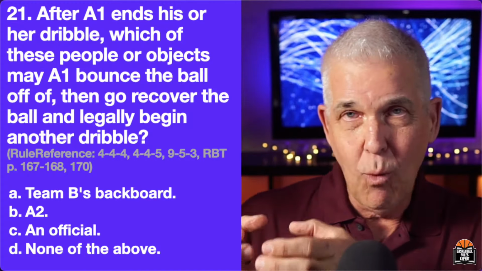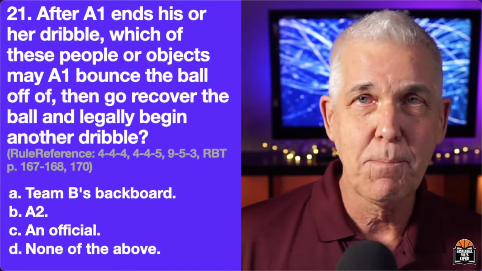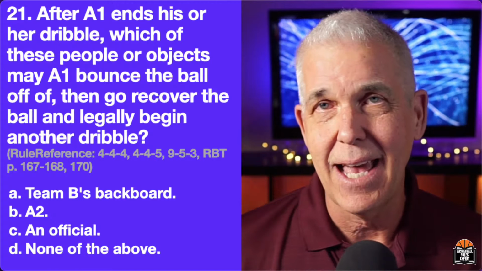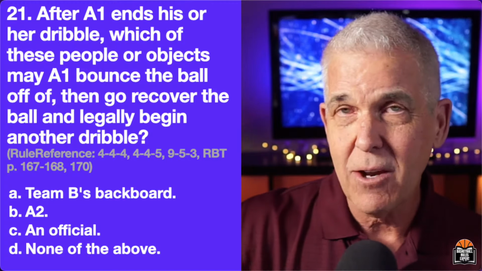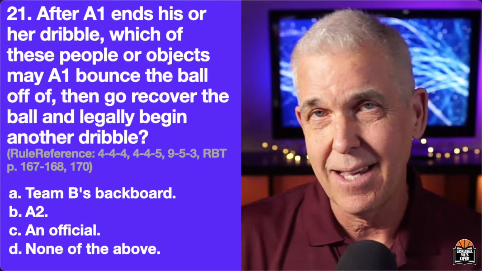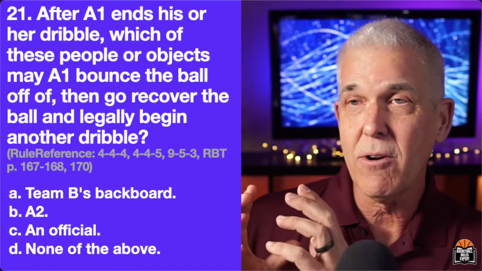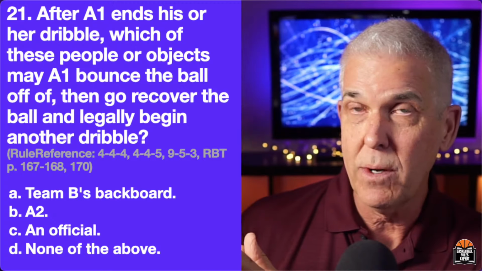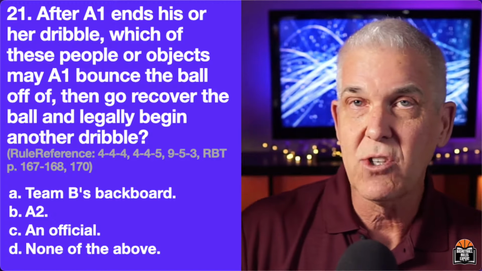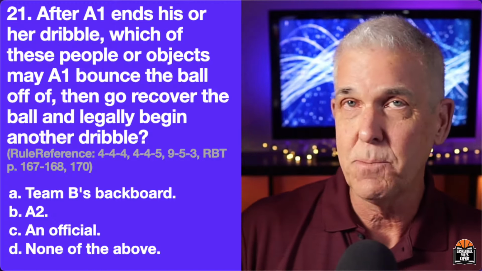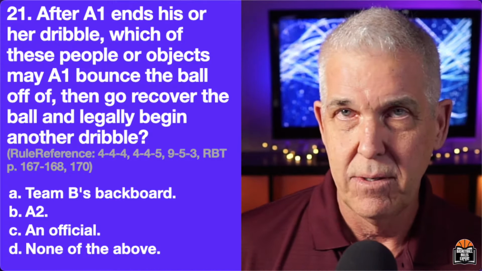By rule, A1 has completed their dribble. By rule, the opponent's backboard has the same status as the floor. By rule, the official and their location is the same as the status of the floor in that location. So if the player throws the ball off of their opponent's backboard, it's as if they have bounced the ball off the floor. If they throw it and it bounces off an official, it is as if it has bounced off the floor. In both of those instances, that would not be legal.